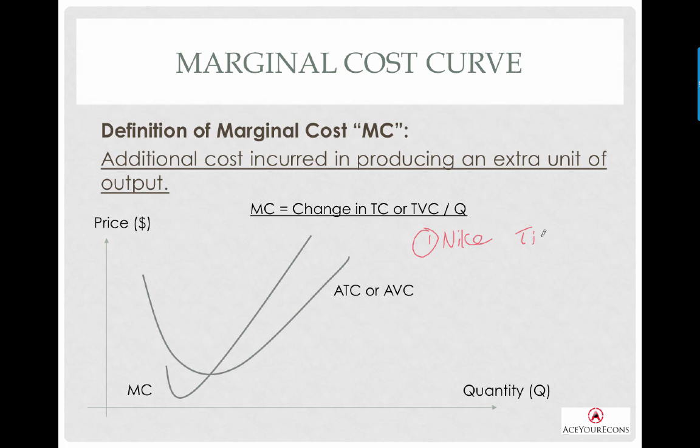Feature number 1, Nike tick. Feature number 2, intersect AC or AVC at minimum point.